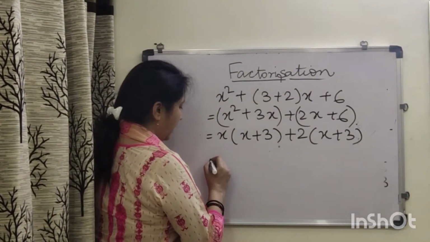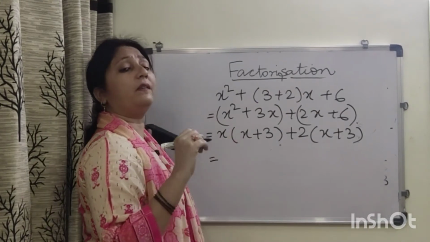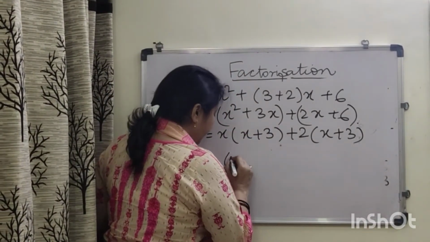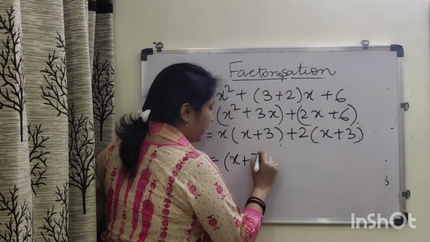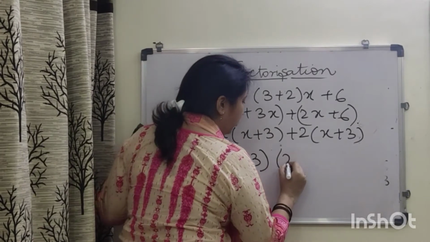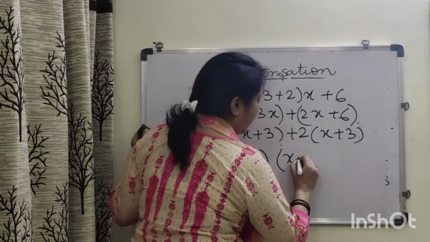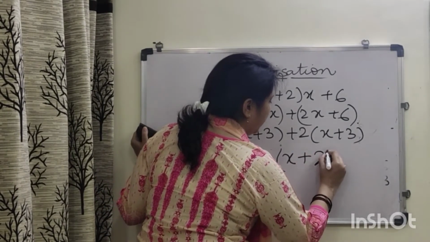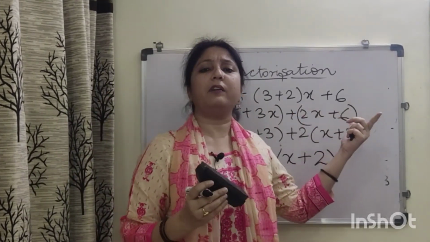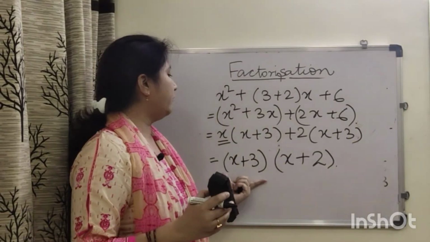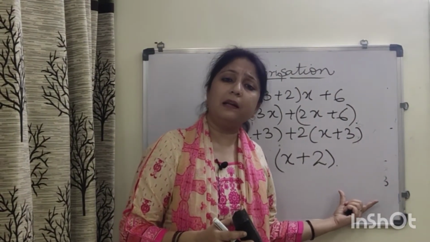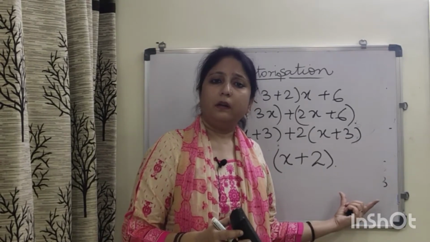Now I have taught you in the first exercise how to take binomial common. You take that binomial common, that is x plus 3. When you take x plus 3 common, at first place you will get x left over, and in the second place you will get 2. So factorization of x square plus 5x plus 6 is x plus 3 into x plus 2. Am I clear with this? Are you clear?